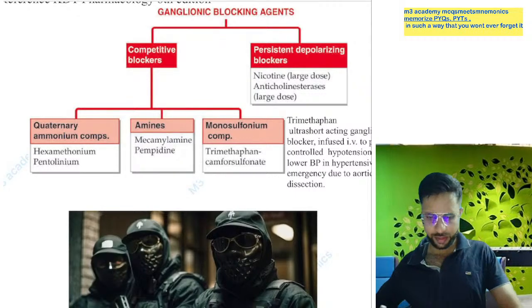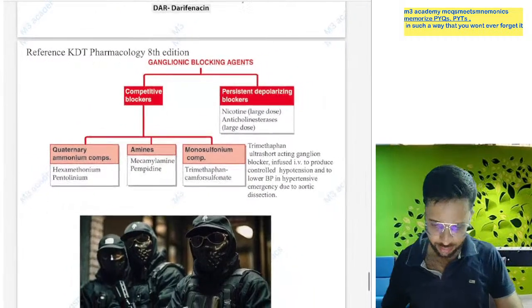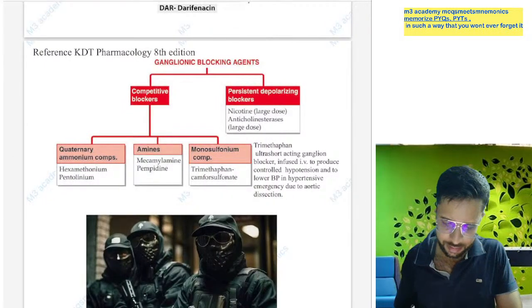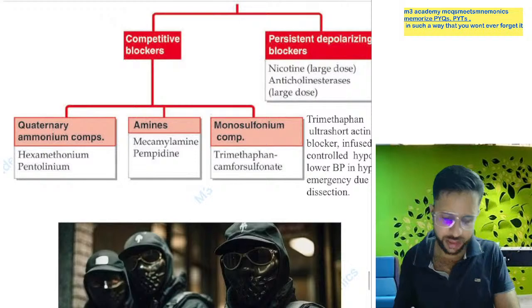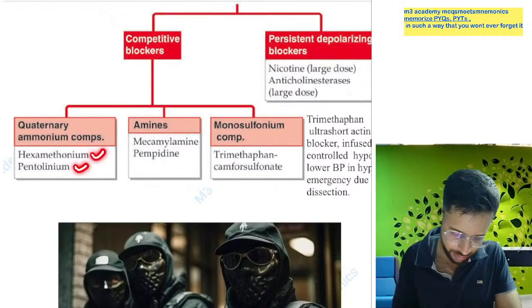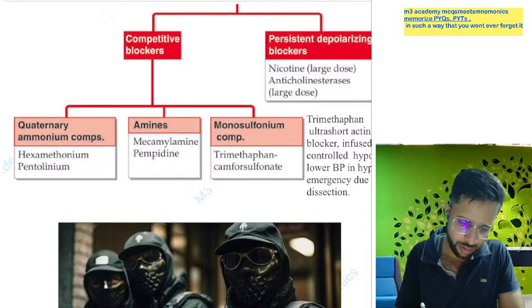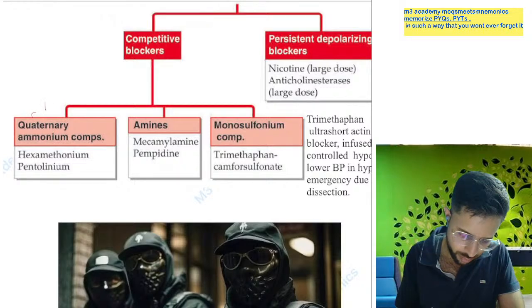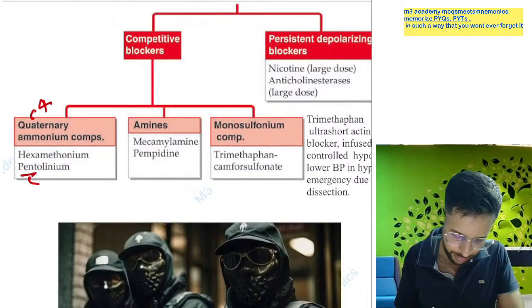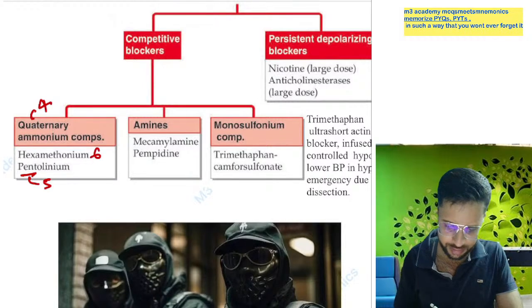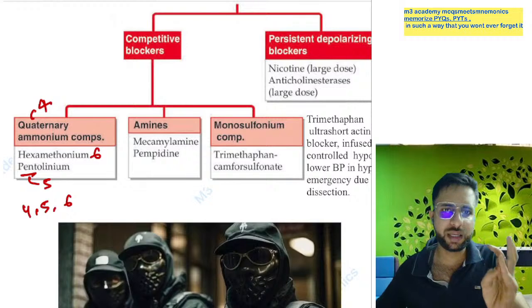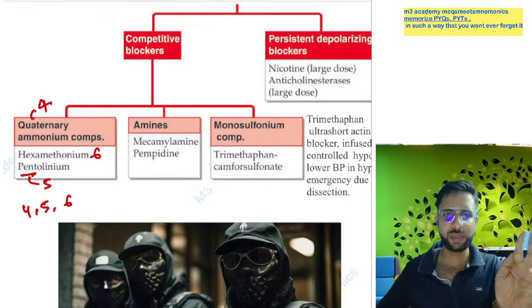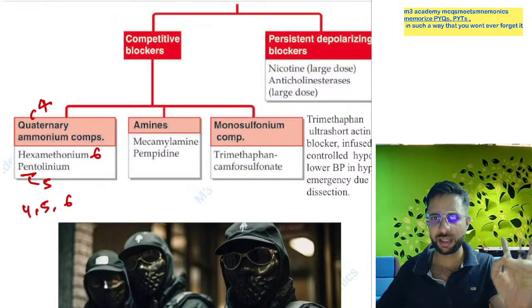Yes. Now, next is the ganglionic blocking agent. And this is of competitive and non-competitive type. Competitive blockers are quaternary ammonium compounds like hexamethonium and pentolinium. So quaternary means 4, penta means 5, and hexa means 6. So you can easily see 4, 5, 6 drugs. 4 means quaternary ammonium, 5 means pentolinium, 6 means hexamethonium. With this much you will remember these things here.